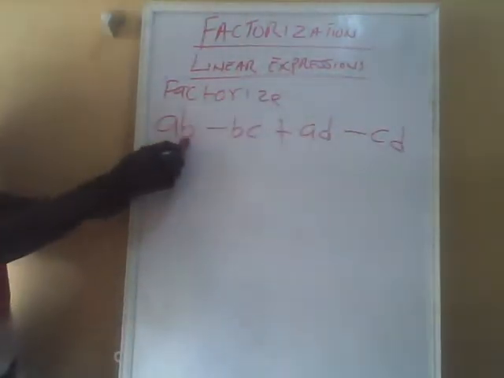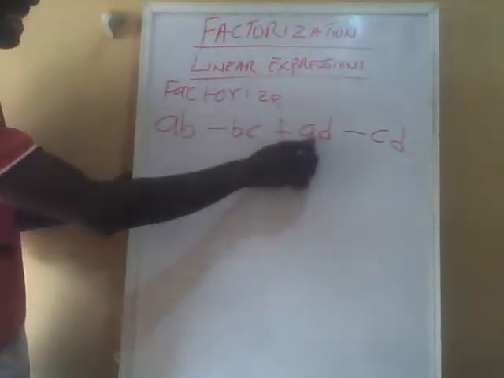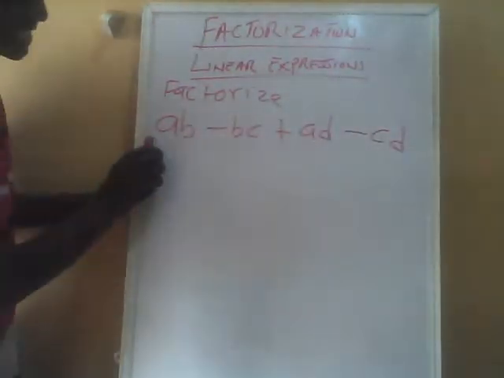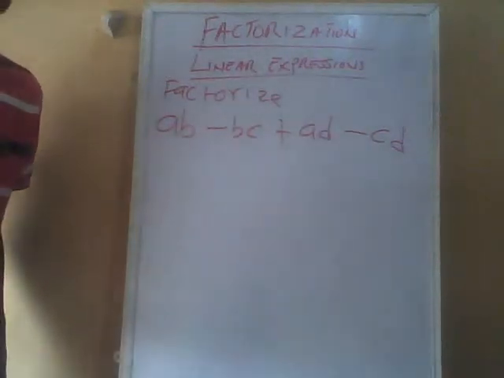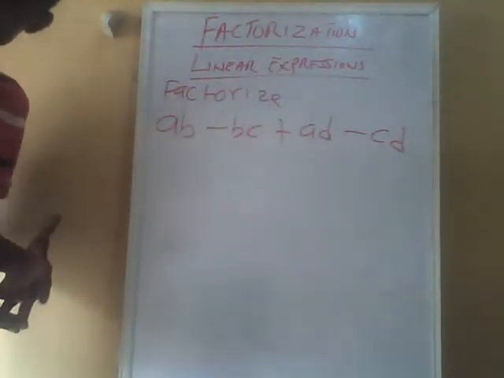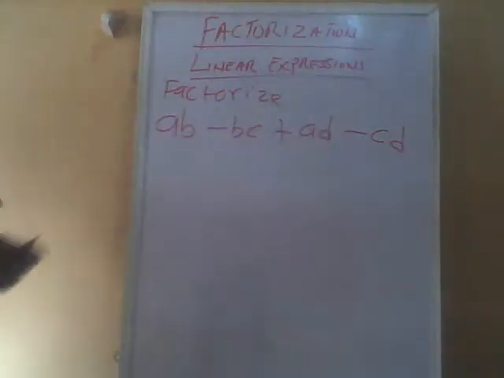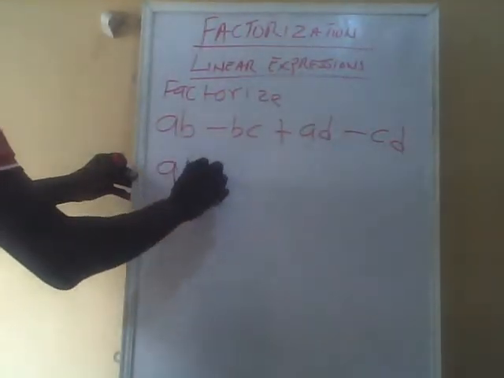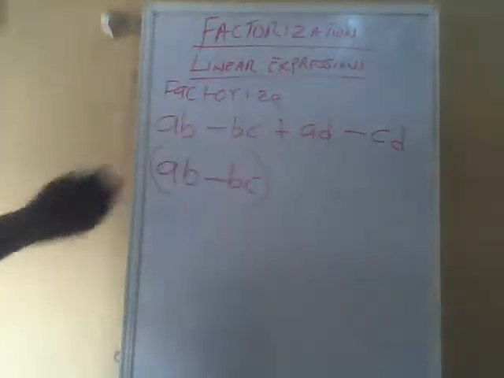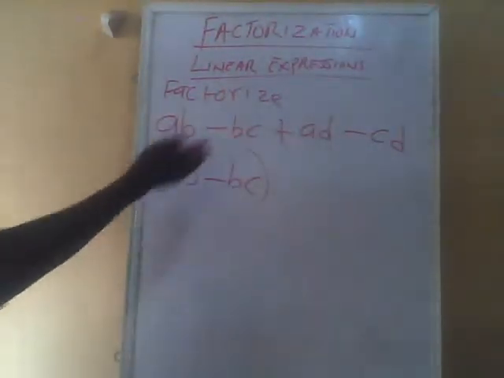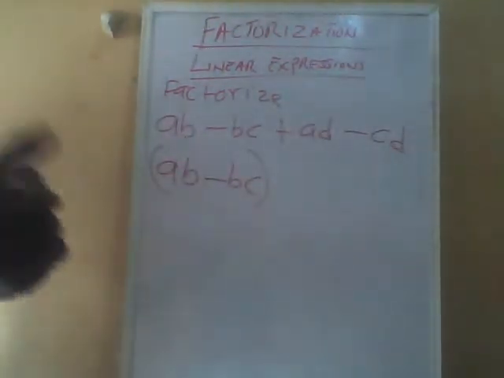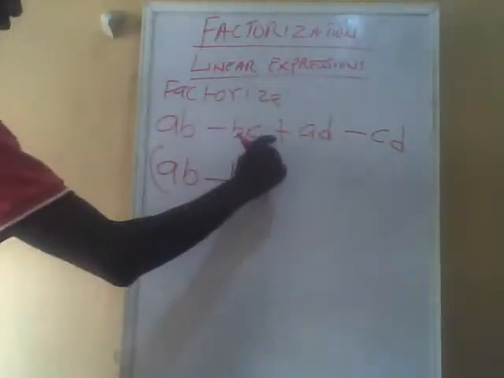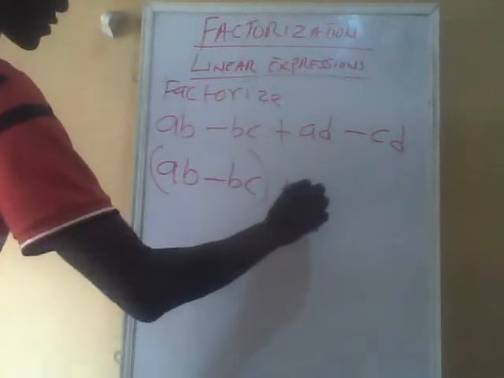Now, if you look at AB minus BC plus AD minus CD, this full expression does not have a single common factor. So in that case, we are going to group. What's my grouping? I will group AB minus BC. Can you see that? Now, before I group AD minus CD, factor out the sign. I am bringing out the sign as positive, plus.